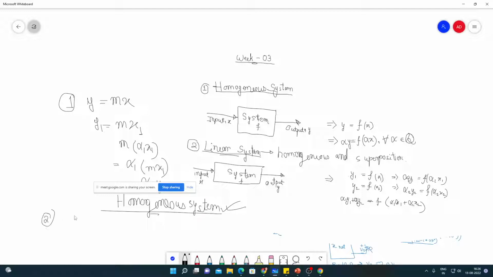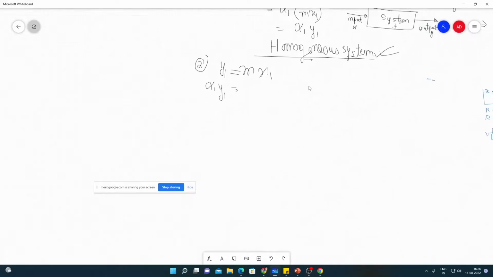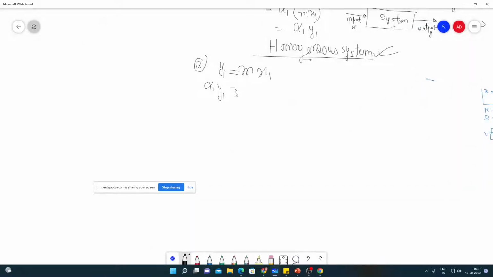So let's do it together. Let's say y1 is the output for input of x1. According to homogeneity, alpha 1 y1 should be equal to m alpha 1 x1.